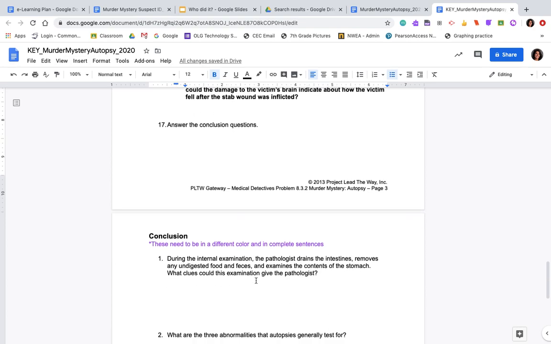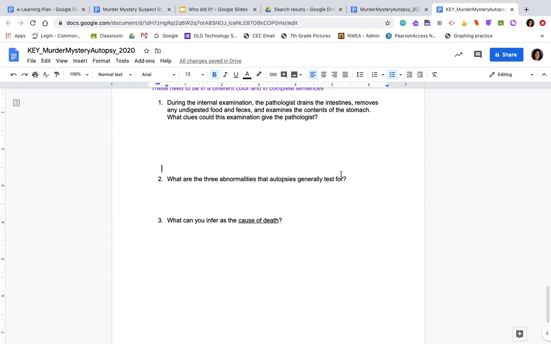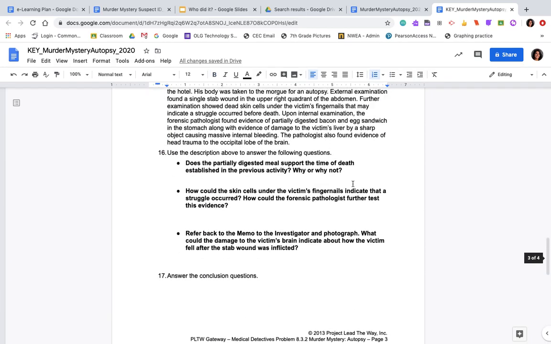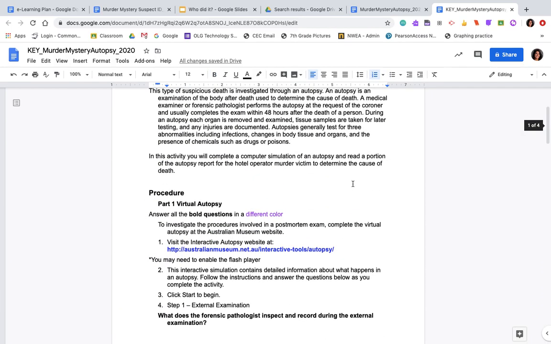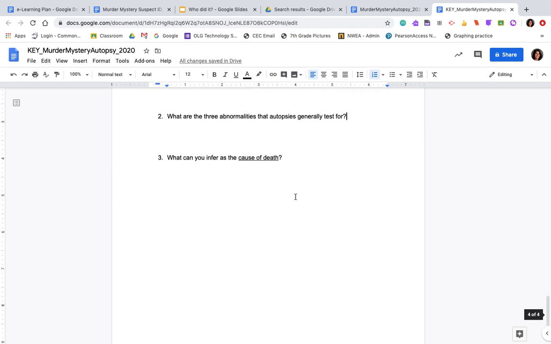Okay. The other one I want to go through. So this one, 3 abnormalities. If you couldn't find that, some people are having trouble with that. It was up here. Autopsies generally test for 3 abnormalities, including infection, changes in body tissue and organs, and presence of chemicals such as drugs or poisons. Okay. The actual cause of death.